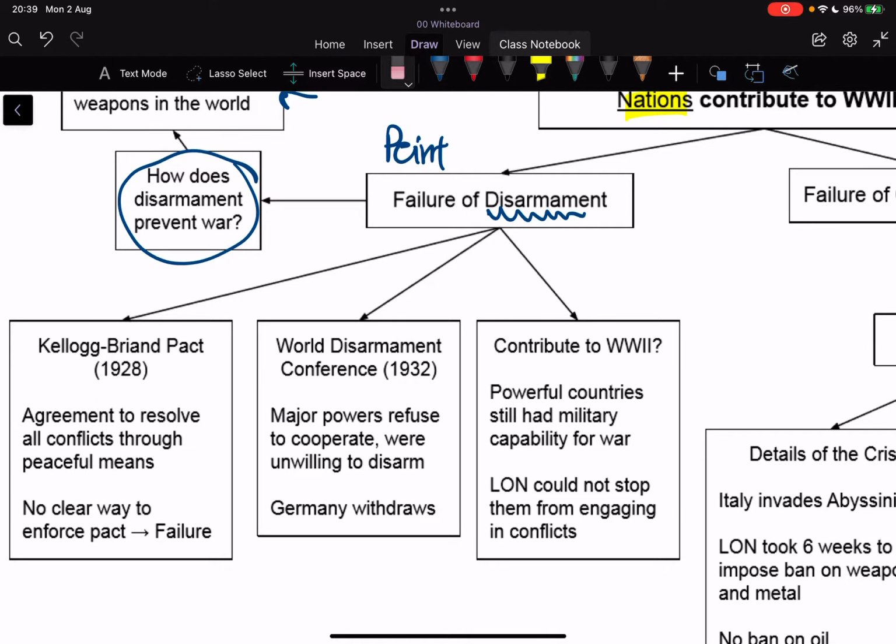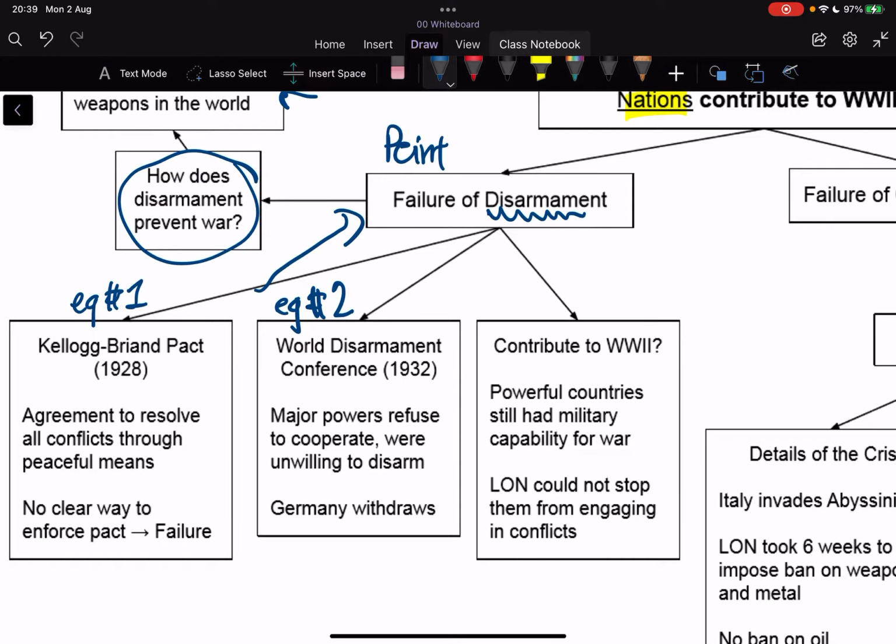So over here, I've provided two examples. The first example is on the Kellogg-Briand Pact in 1928. The second one is on the World Disarmament Conference in 1932. In each of these examples, what you will need is to provide one or two sentences of detail that show the examiner an understanding of how this example shows the failure of disarmament.